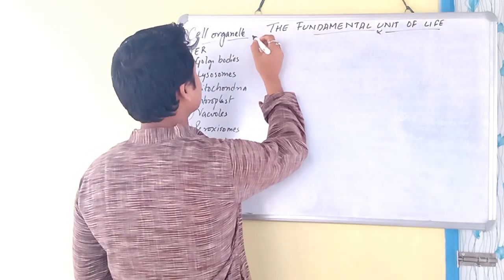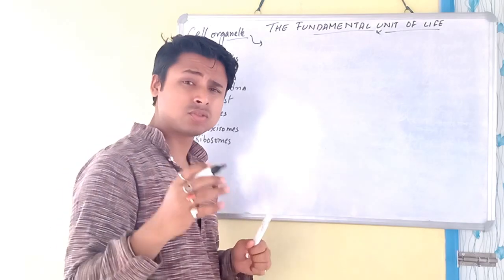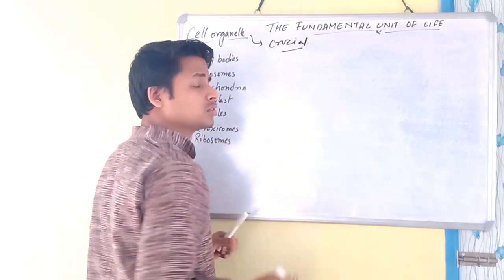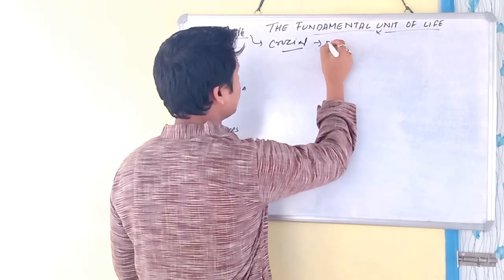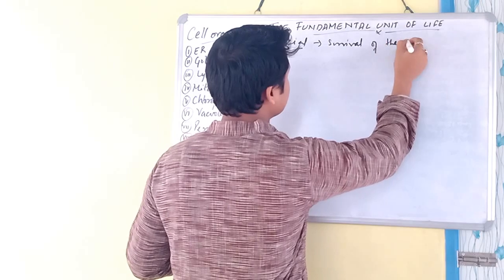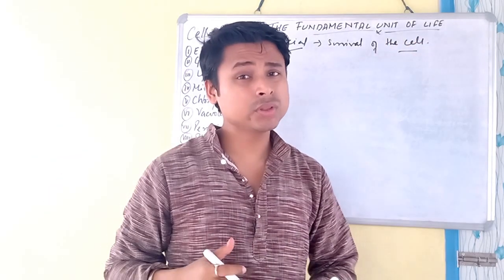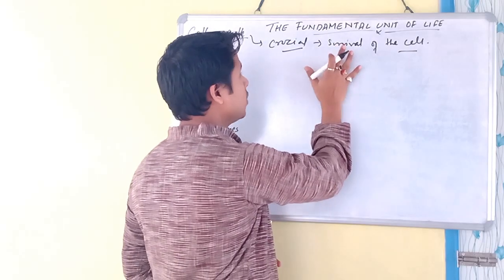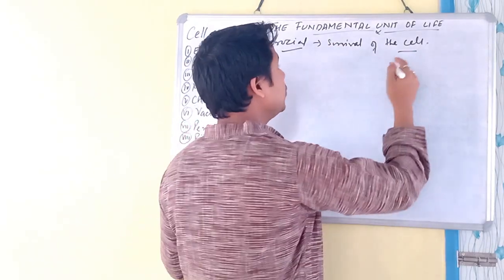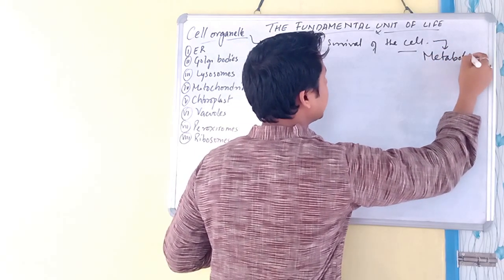Cell organelles are known as a very crucial part of the cell. Why? Because of the survival of the cell. If cell organelles are not there, if cell organelles do not do their function, the cell will not survive. Why? What type of action do they do? They do metabolic activities.